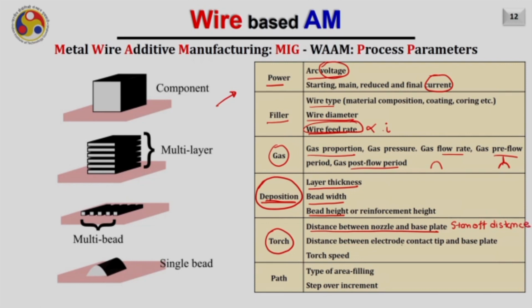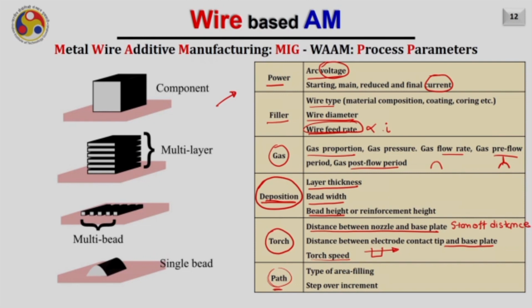Then the distance between the contact tip and the base plate, that is nothing but the arc length, and then the torch speed, by which you are depositing the material while the torch is traveling in one direction, or the traverse speed.